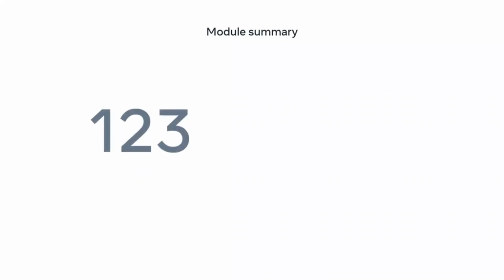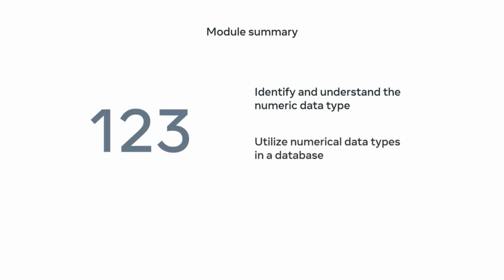You began the module with an introduction to SQL data types. Following the completion of this first lesson, you can now identify and understand the numeric data type so that you can store data as numbers in a database, utilize numerical data types in a database, and differentiate between integer and decimal data types so that you can store numerical values of different sizes, including positive and negative ones. Following your exploration of numerical data types, you then moved on to investigate string data types.